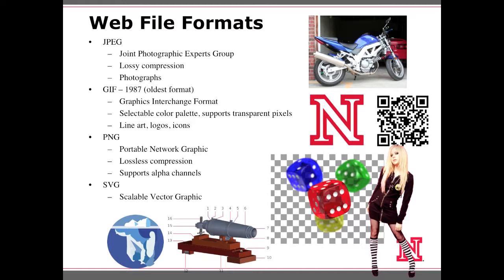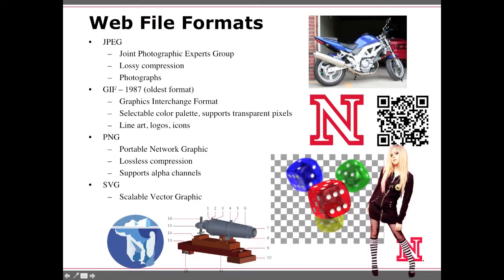One of the other nice things about a GIF is you have a selectable color palette, so you can actually choose which colors appear in your image and which colors do not. So you can limit that color palette specifically to avoid mottling of color in your solid color areas, which you may see in a JPEG.